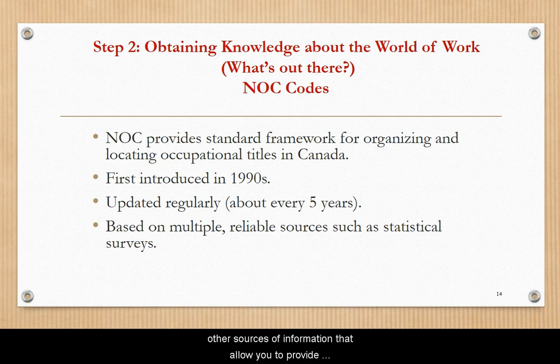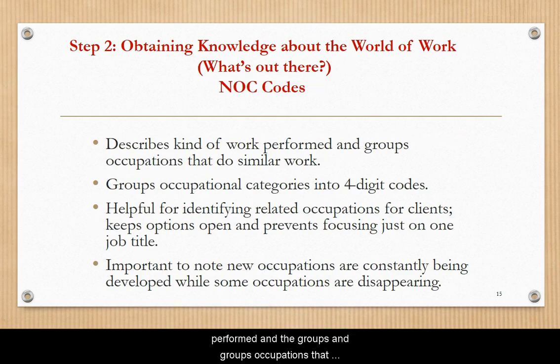How long ago was it updated? If we're getting close to that 3, 4, 5 year window, then you may want to ensure that you're looking at other sources of information that allow you to provide more updated information, particularly in fields where things can really change quite quickly. Within a 5-year period, a whole lot of change can happen. But one of the good things about the NOC is that it is based on multiple reliable sources, such as statistical surveys. So I would say probably the one main weakness in the NOC is that as we get closer to the end of that 5-year term of the information, the information may become more and more outdated.